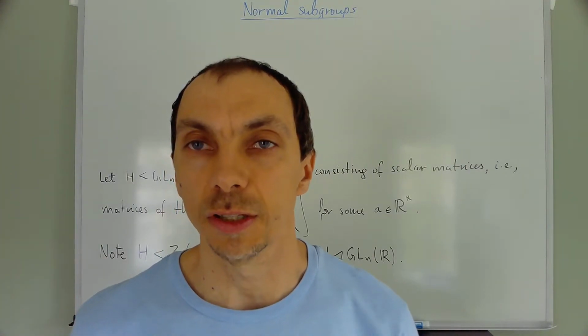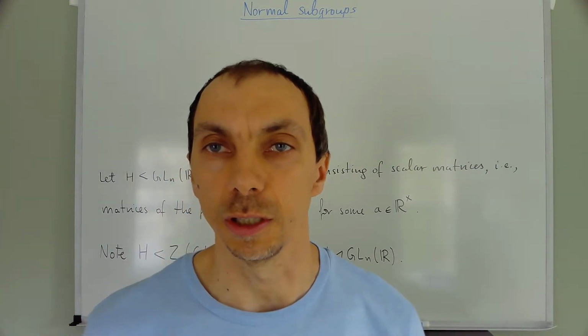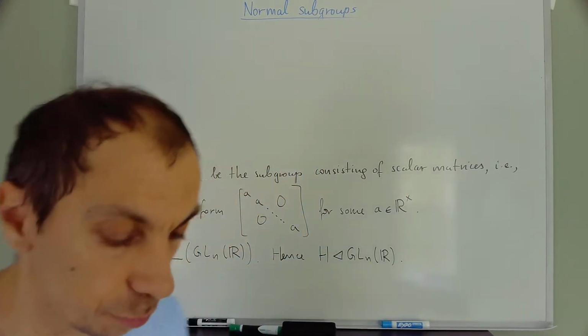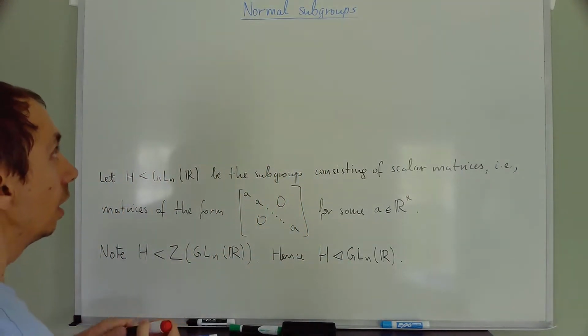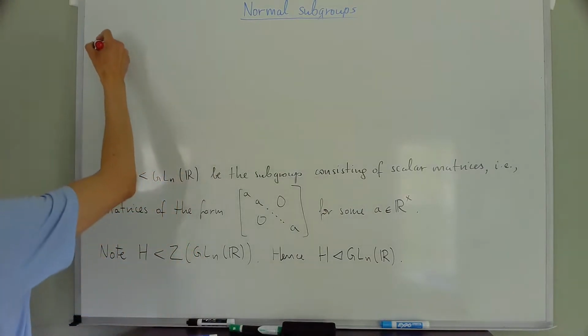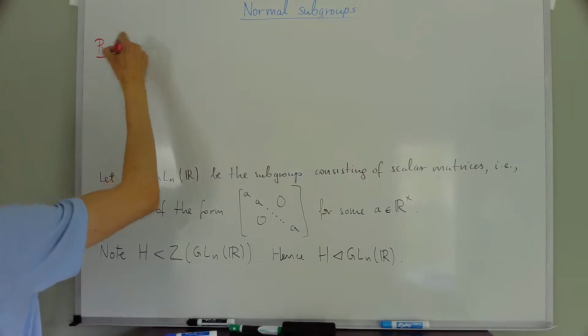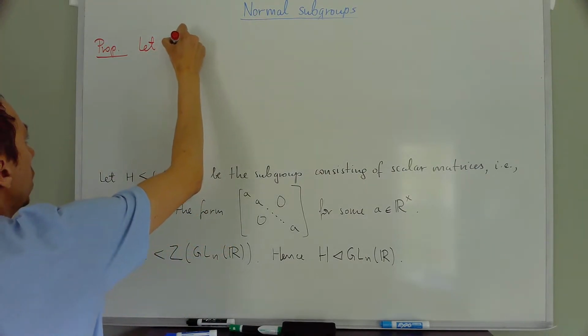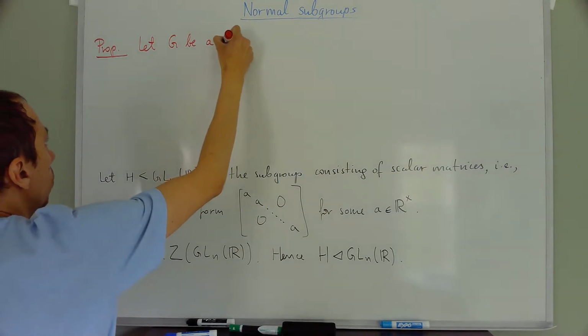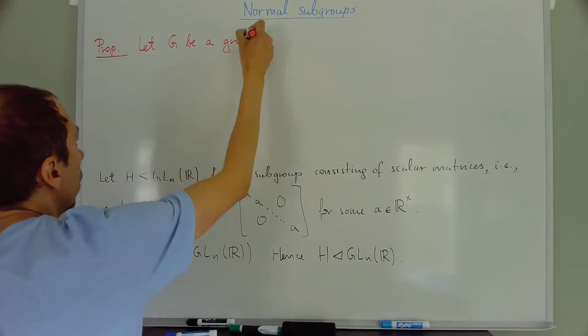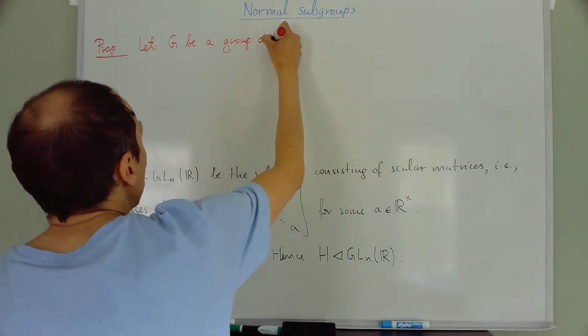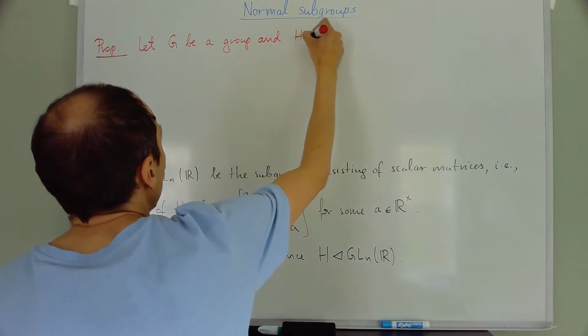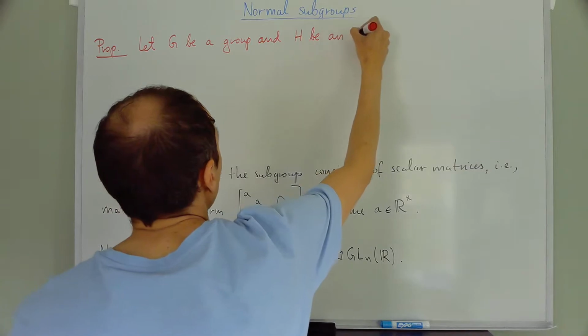In fact, there's one more example of a normal subgroup that I wanted to tell you about briefly. So here it is. Let's phrase it as a proposition. Let G be a group and H be an abelian group.